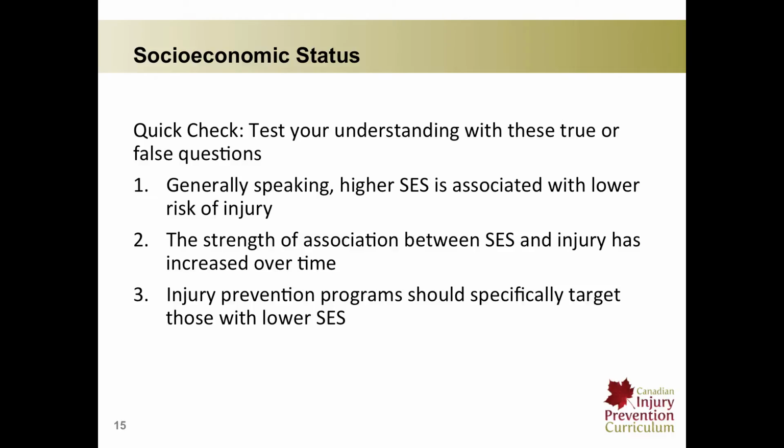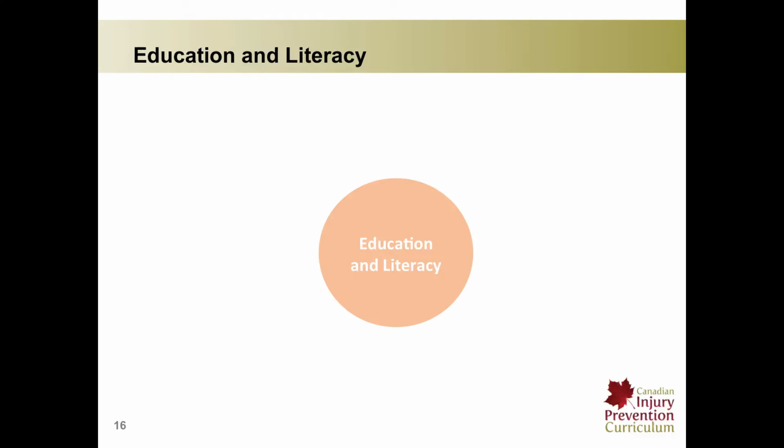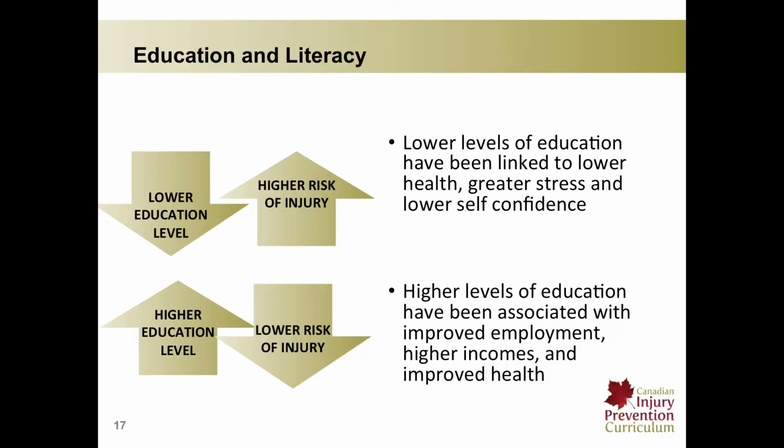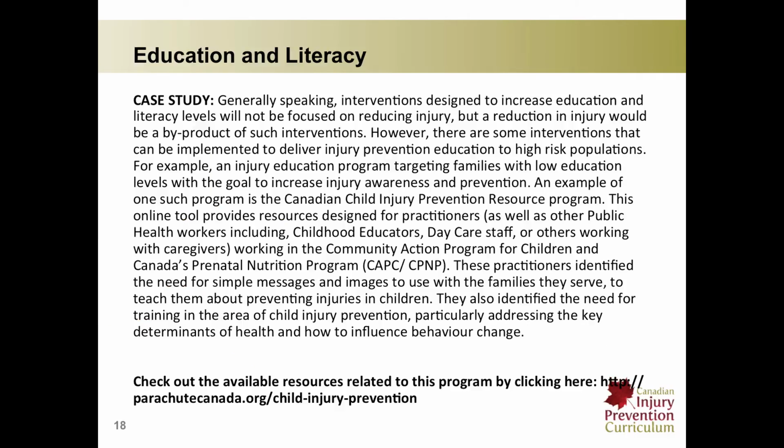Education and literacy. The level of education a person completes is an important determinant of health and injury. Lower levels of education have been linked to lower health, greater stress, and lower self-confidence, whereas higher levels of education have been associated with improved employment, higher incomes, and improved health. Read the following case study, then click on the link to browse the associated resources.